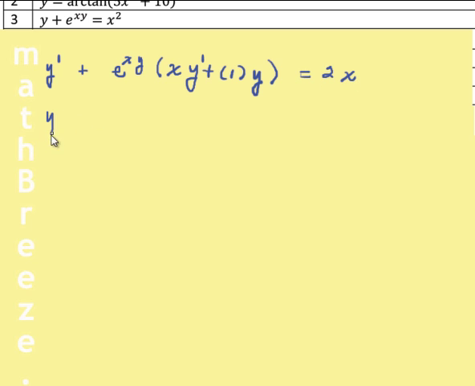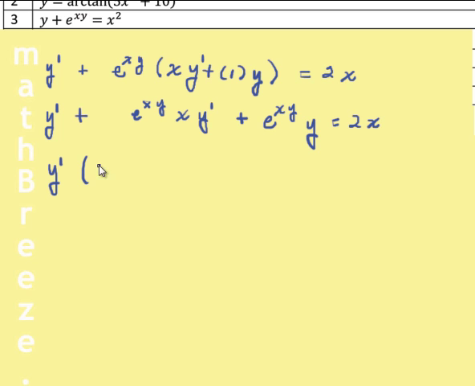Let's solve for y. We have to multiply through. We're going to solve for y prime. Okay, so I'm going to factor out the y prime from these two terms. And I'm going to put this term on the other side. And now let's just divide by what's multiplying y prime.